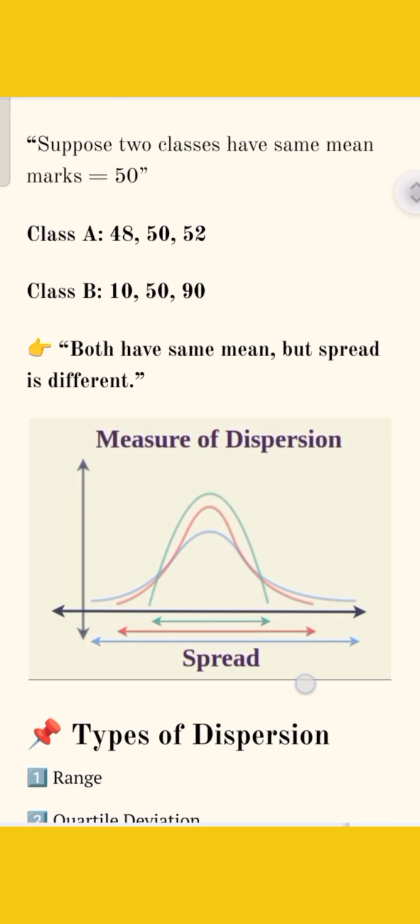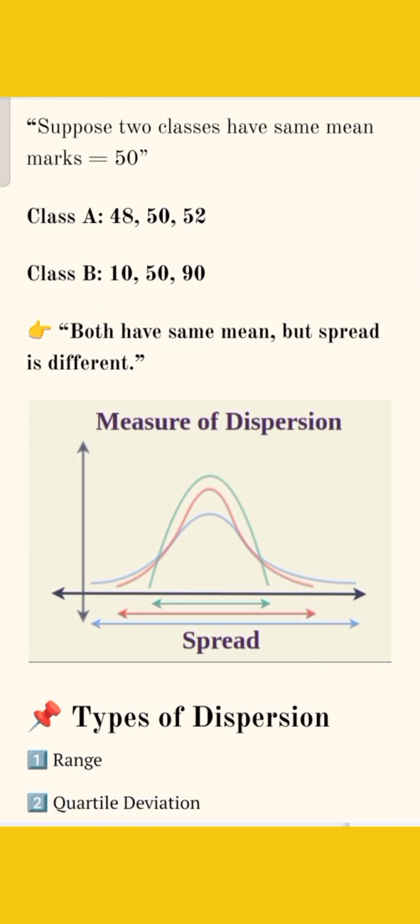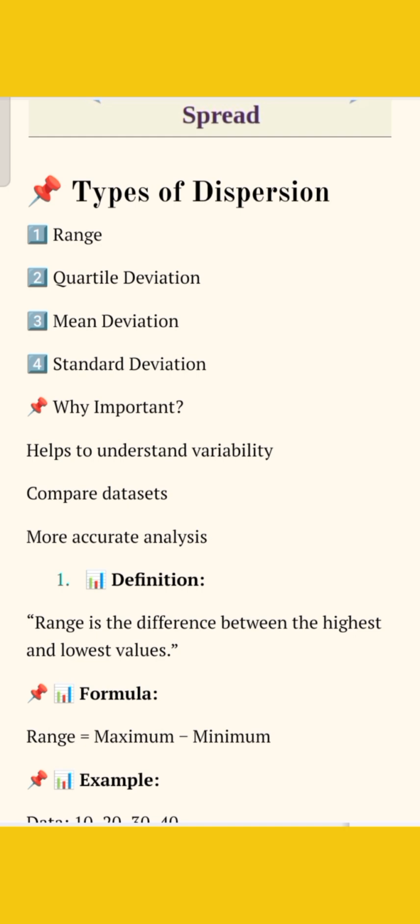This picture clearly shows that average alone is not enough. We also need dispersion to understand the spread of data. Types of dispersion. Four main types of dispersion are shown. First one is range, second one is quartile deviation, third one is mean deviation, and the fourth one is standard deviation. Each method measures spread in a different way.